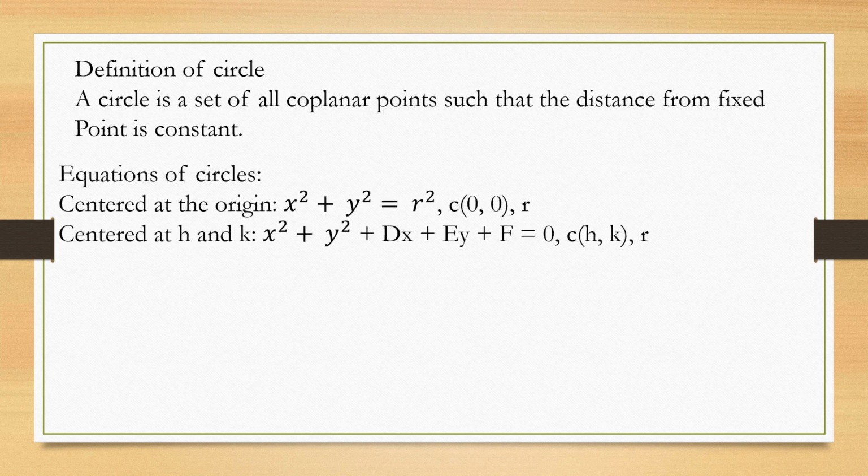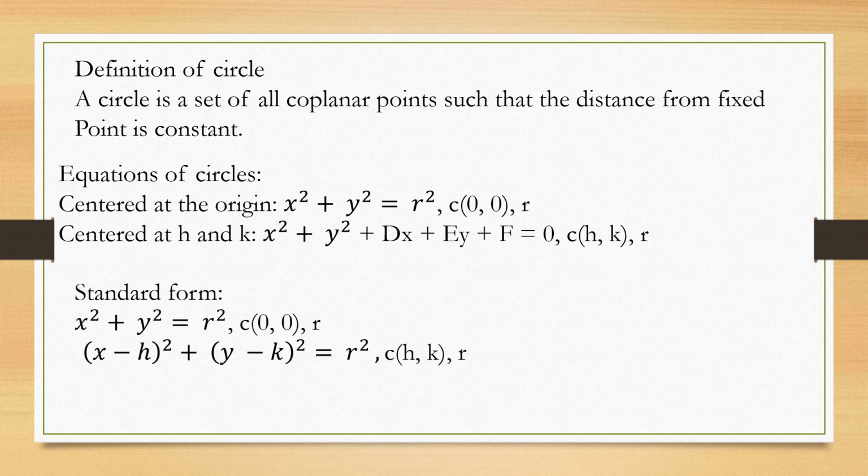We have two types. First, we have the circle centered at the origin. The equation is x squared plus y squared is equal to r squared, with center at point (0, 0) and radius r. Another type of equation of the circle has the center at (h, k). We have here x squared plus y squared plus dx plus ey plus f is equal to 0, having a center at (h, k) with radius r.